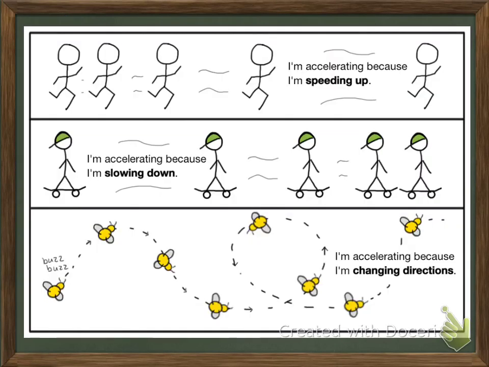Let's say this person up on the top here, it says I'm accelerating because I'm speeding up. If you were jogging and you see something that you want to run away from a little faster and you speed up, because you sped up, that's going to be acceleration. If you're on your skateboard and you're going down the street and you see something that makes you want to slow down, because you slow down, that's accelerating. Or a little buzz bee down here, you can see it's traveling at the exact same speed the entire time. But because it's going through these loop-de-loops, going up and down and changing its direction, every time it changes direction, that is accelerating.